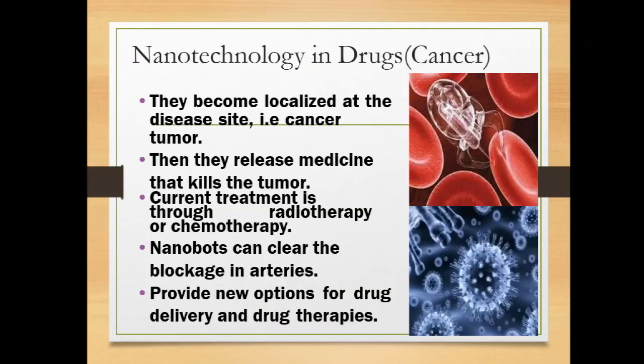Nanotechnology in drugs or cancer. They become localized at the disease site, for example a cancer tumor. Then they release medicine that kills the tumor, and this can currently be treated by radiotherapy or chemotherapy. And nanobots can clear the blockage of arteries and provide new options for drug delivery and drug therapies, wherein these nanobots can enter our bloodstream, especially the arteries, if these are blocked by fats and other materials.